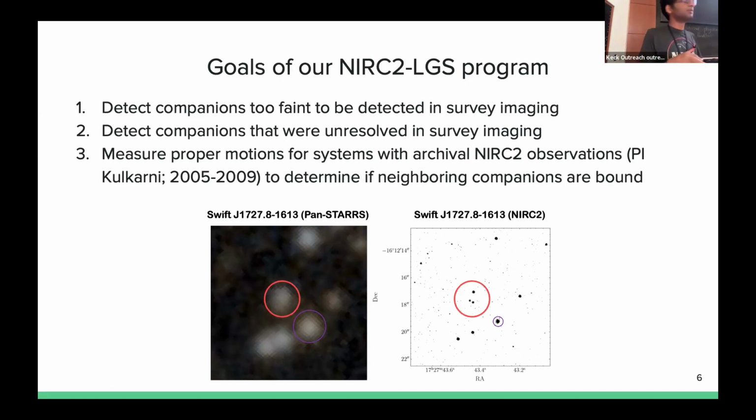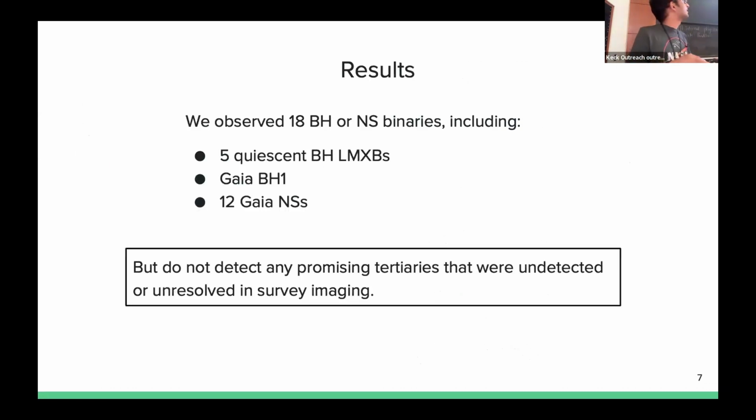So what were the results of our survey? We looked at 5 quiescent black hole low-mass X-ray binaries other than V404 Cygni, Gaia Black Hole 1, which is the closest black hole system to Earth, and 12 Gaia neutron stars. But in the end, unfortunately, we did not end up detecting any promising tertiaries that were undetected or unresolved in survey imaging. Okay, does the presentation stop here?